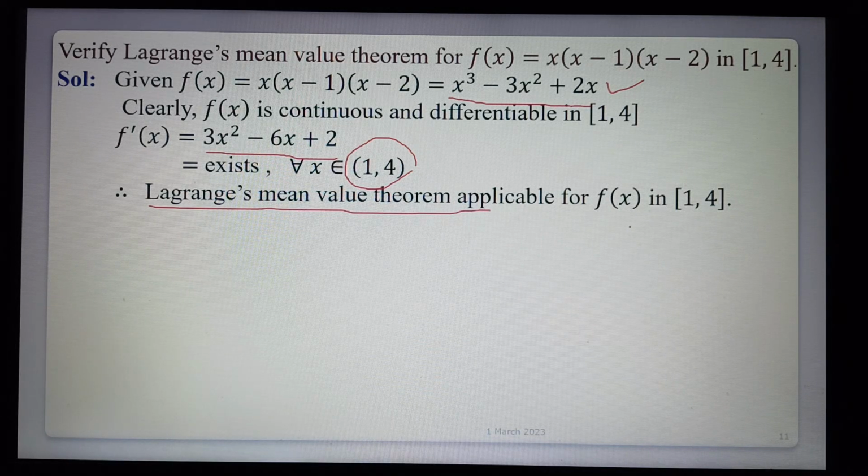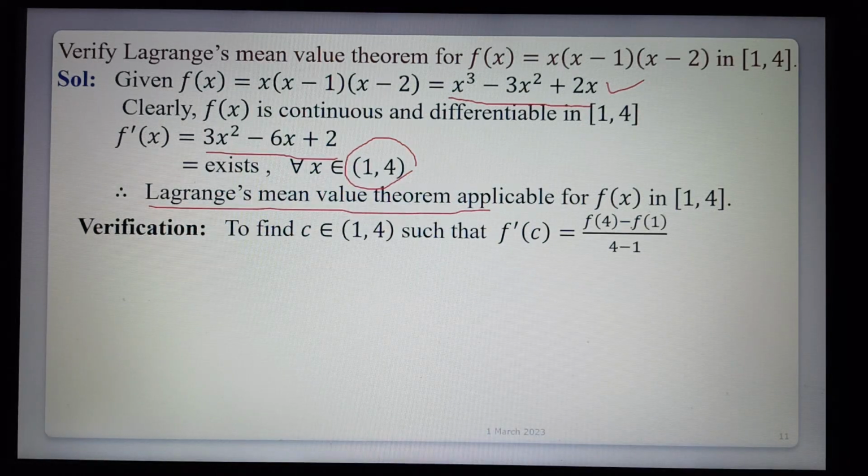So now verification. We are finding at least one point C between 1 and 4 such that f dash of C is equal to the formula f of b minus f of a by b minus a. If a is equal to 1, b is equal to 4, that is f of 4 minus f of 1 by 4 minus 1. So f dash of C means substituting in the f dash of x, that is equal to 3c square minus 6c plus 2.